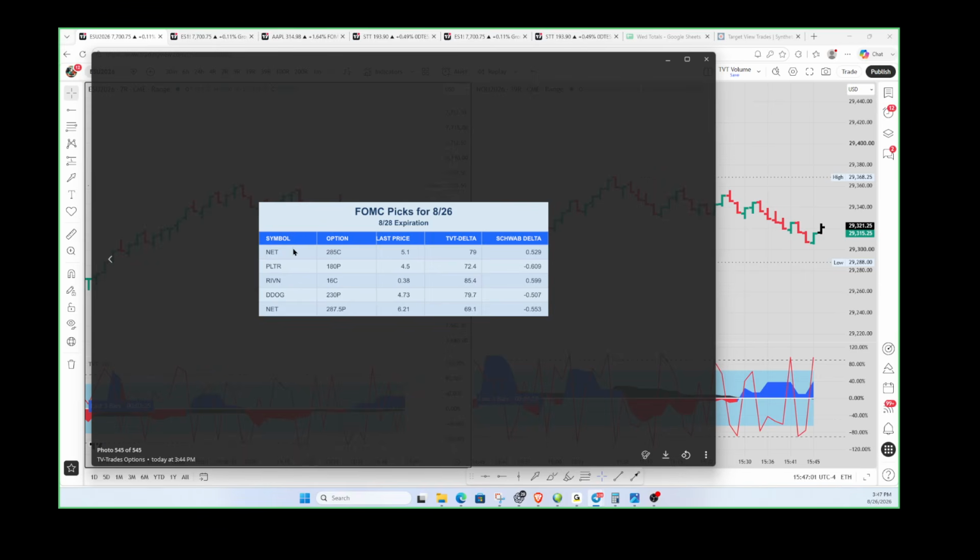Now, if you look at the FOMC guys, Net's in there. Riven, that's another one that I like. I made a bunch of money on that one last week. Net's in here twice, once as a call and once as a put. And that's not a mistake. It's possible to have one as a call and one as a put. You could make money both ways on that, or you could just not trade it at all.